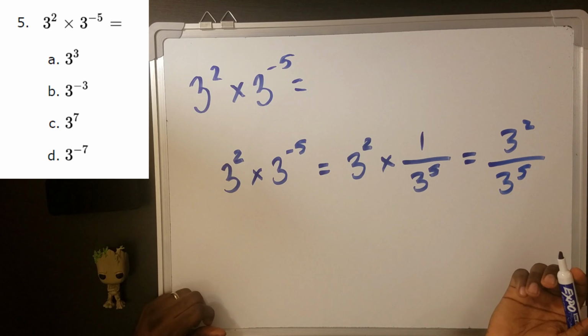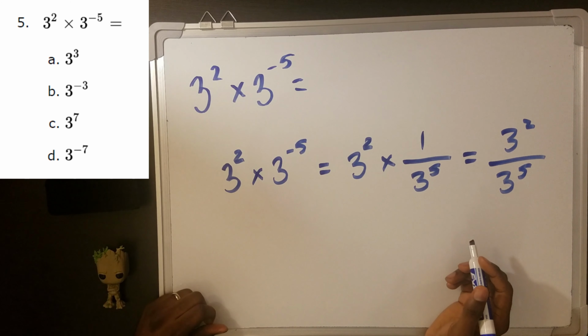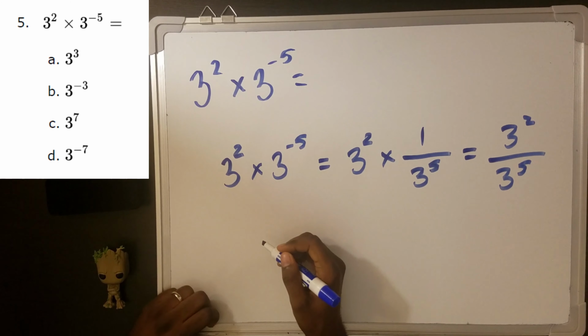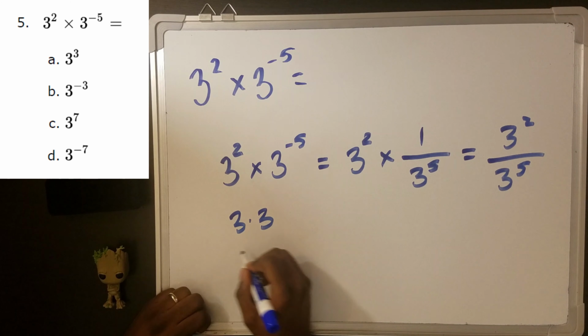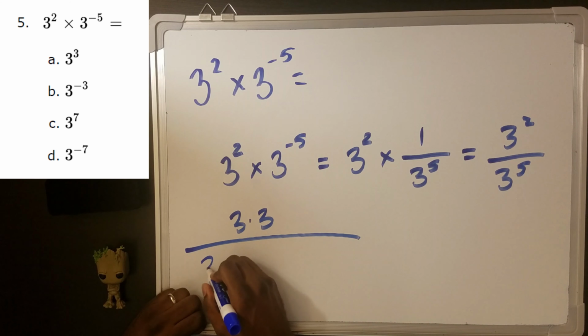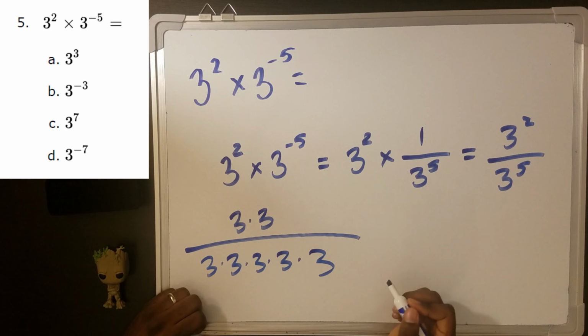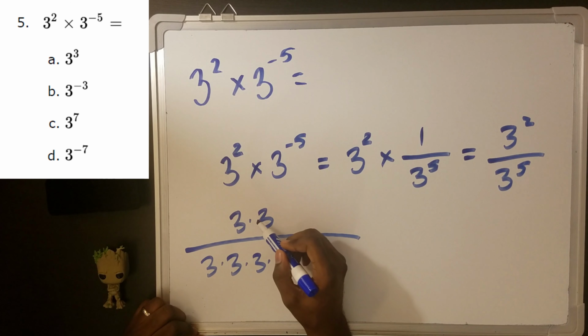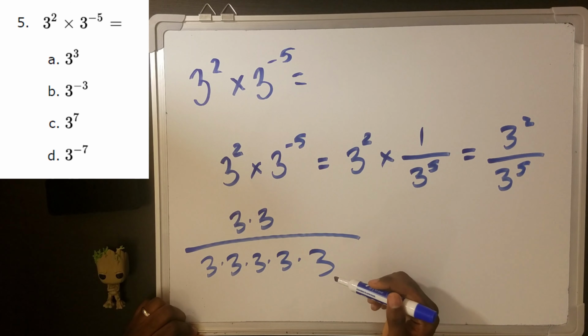And what's 3 squared over 3 to the 5th? Well, let's simplify it a little bit more, right? And here's how I like to simplify this. 3 squared, we know that's 3 times 3. 3 to the 5th is 3 times 3 times 3 times 3 times 3. Well, the numerator has 2 3's multiplied together, and the denominator has 5 3's multiplied together.